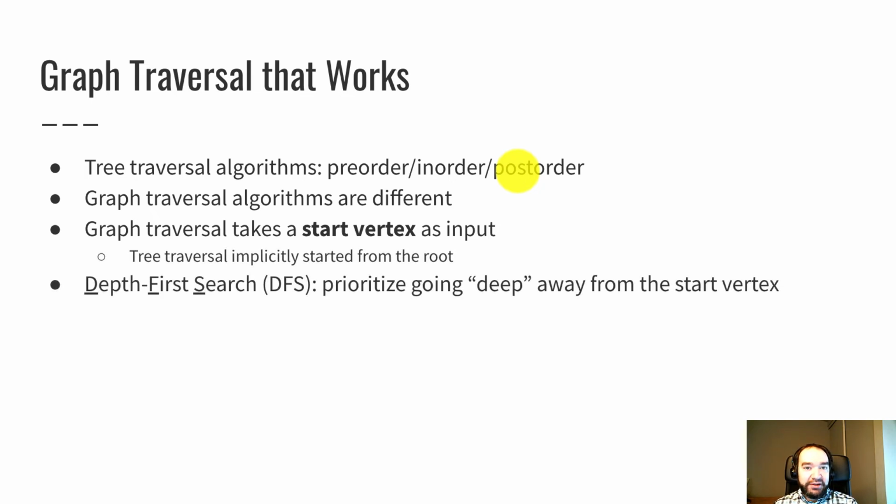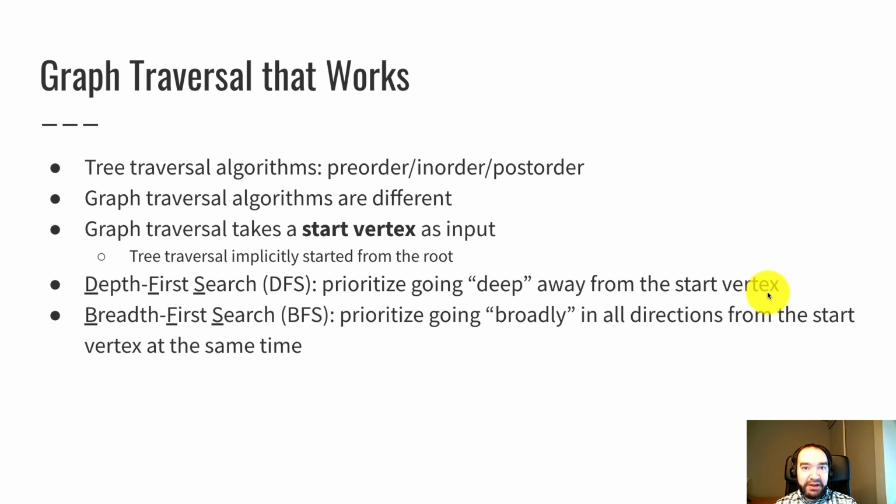There are two classical graph traversal algorithms that we're going to cover. The first is called depth first search, and we often call this DFS, just the acronym of the first letter of each of those words. And it's called that because it prioritizes going deep away from the start vertex first. The other alternative, the other big classic, is called breadth first search, which we often call BFS. Again, it's just the acronym of those words. The BFS algorithm prioritizes going broadly in all directions away from the start vertex at the same time.